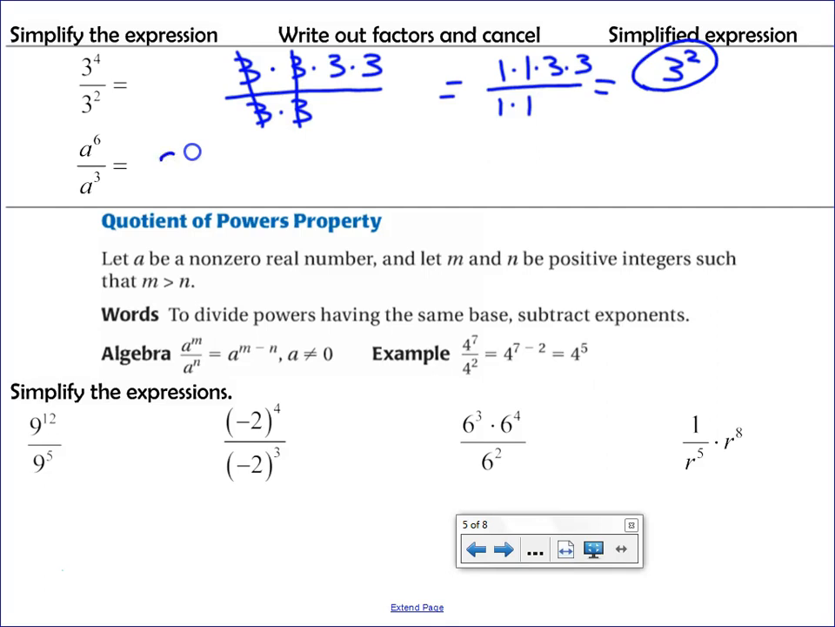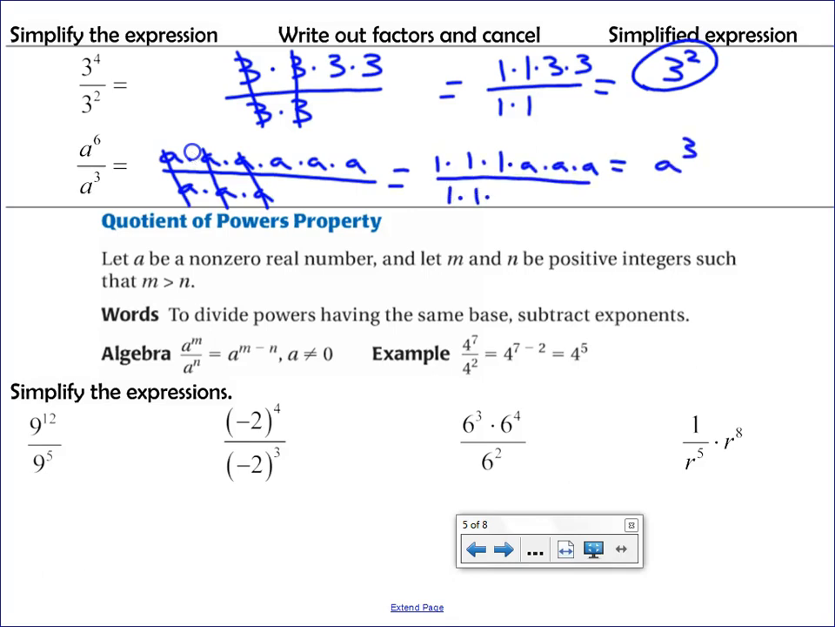So in the next example, I have a to the 6th in the numerator, which is a times a times a times a times a times a. Forgot a few a's. And then on the denominator, we have a times a times a. So we can simplify anything divided by itself as 1. So a divided by a is 1, a divided by a is 1, and a divided by a is 1. So we're left with 1 times 1 times 1 times a times a times a. Anything times itself is 1, so we have a to the 3rd power. And these are 1s on the bottom, and that doesn't affect our solution.